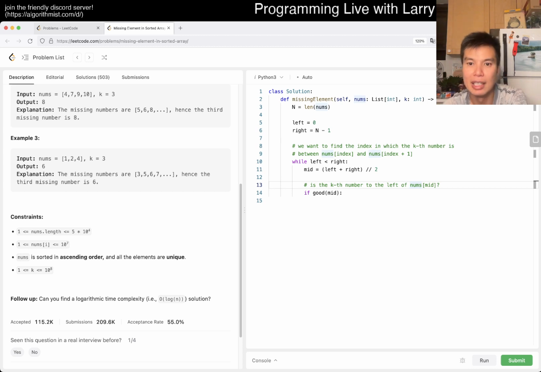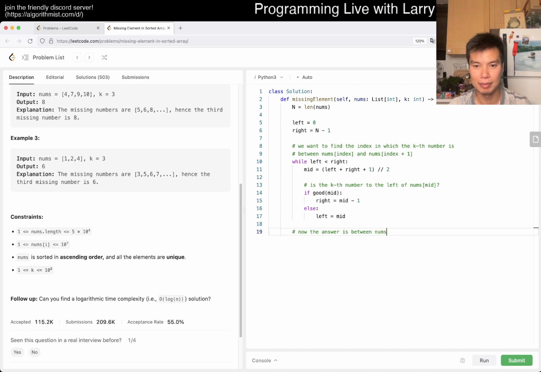So if this is the case, then obviously we want to shrink right, because if the kth number is to the left, then mid cannot be the answer, because it means that it is not mid and mid minus 1. So that means that right is equal to mid minus 1, and then else left is equal to mid. And then you have to do a plus 1 to cancel this out a little bit. And so that means that now the answer is between num sub left and num sub left plus 1, because left is equal to right, and that is basically the only answer left.